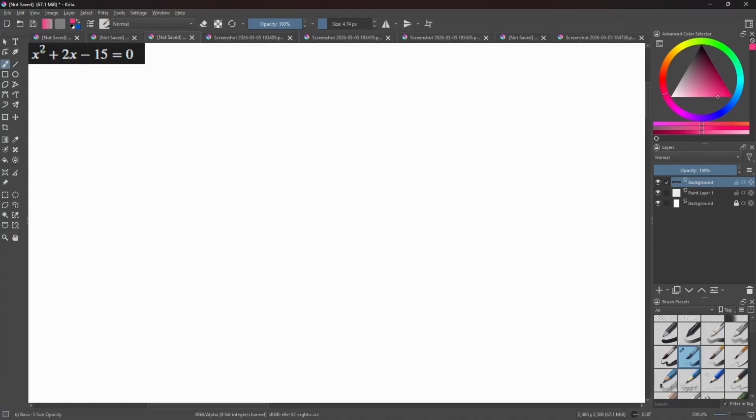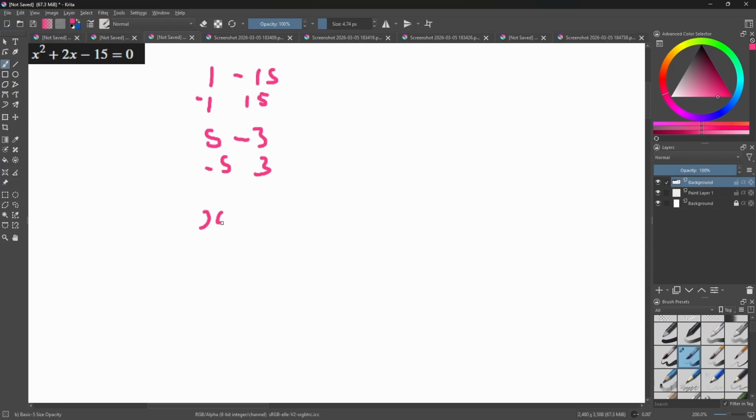Here we've got x squared plus 2x minus 15 equals 0. What makes minus 15 that also makes 2? Well, we've got 1 and minus 15, minus 1 and 15, 5 and minus 3, and minus 5 and 3. The ones that are going to make 2 are 5 and minus 3, because that makes 2.